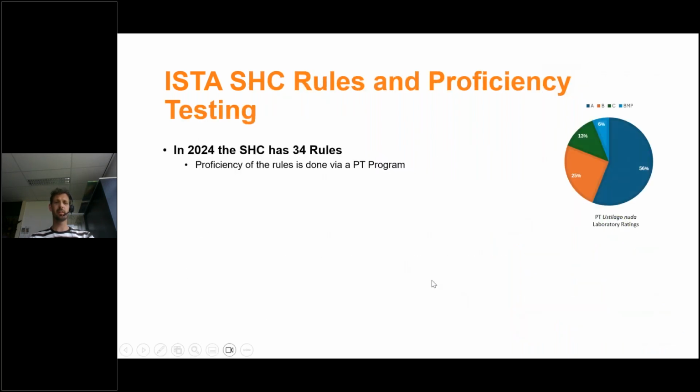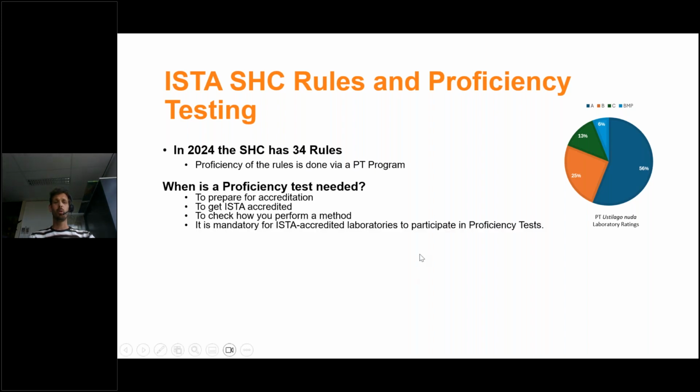So then on the proficiency testing and the rules. Currently there are 44 rules present on the ISTA website, and there are more coming in the coming year, I can tell you. And these are monitored via proficiency testing, and there's a PT program within the committee that we try to organize every couple of years. I don't pin it on 2, 3, or 4, 5 years, but let's say within every 5 years, every rule will have a PT organized.